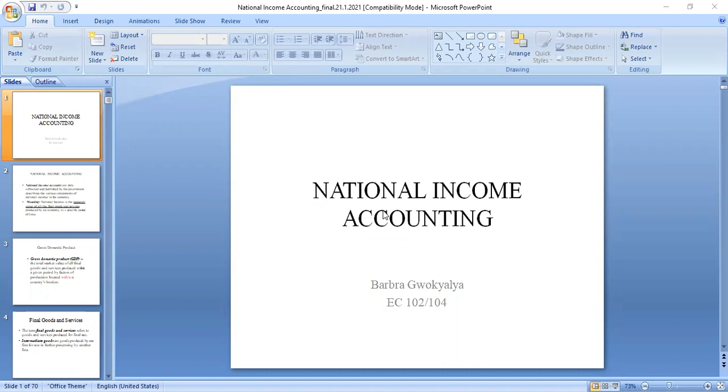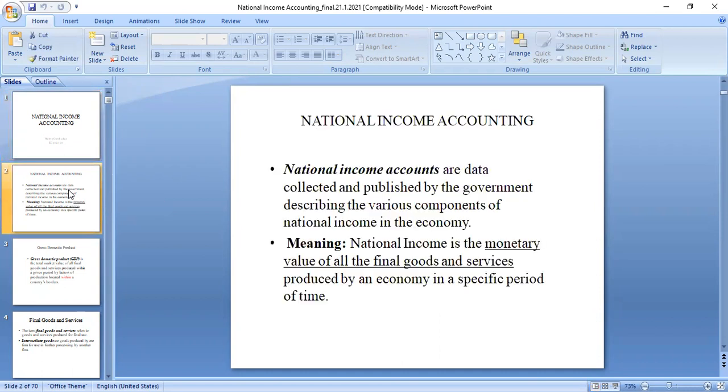Today we are going to look at national income accounting. Now, national income basically is the monetary value of the final goods and services that are produced within an economy or a country in a given period of time, right?